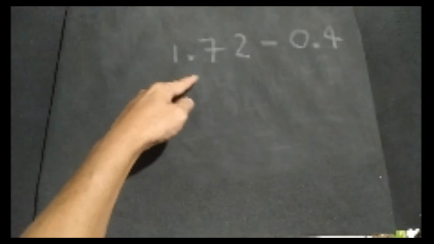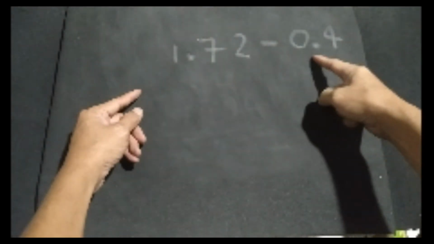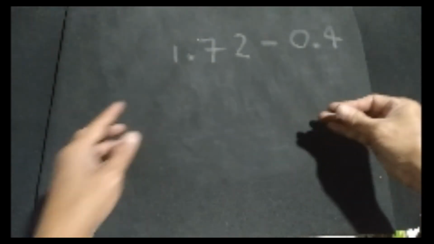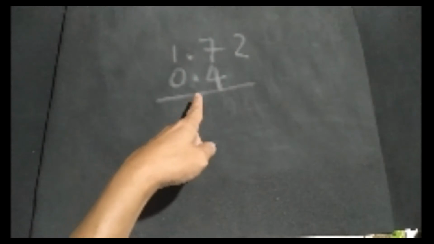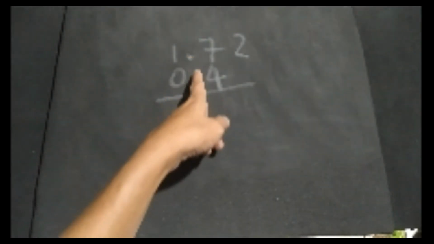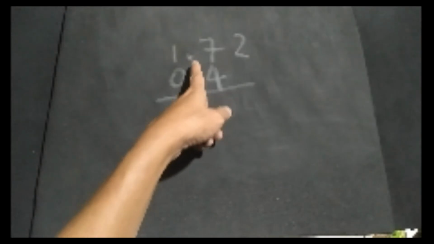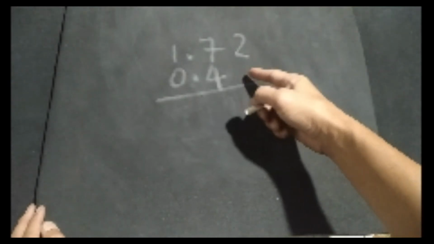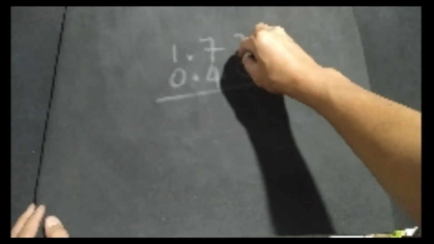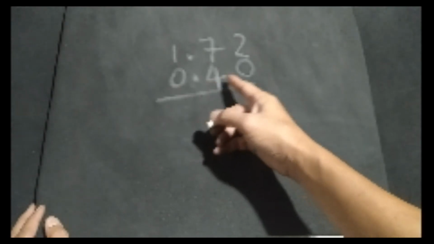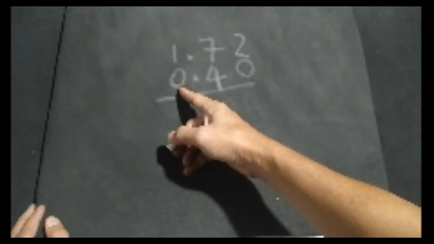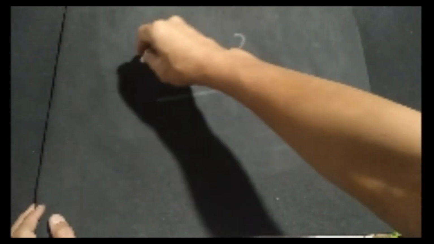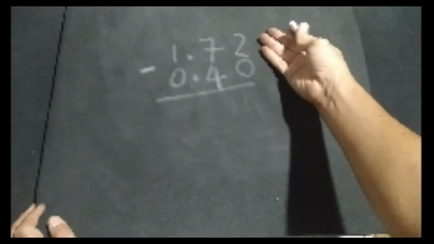We have 1.72 minus 0.4. First, we have to rearrange. We rearrange with the condition that the point has to line up. Okay, we have to line up the point. And we're missing one number over here. So we create number 0 for that, because 0.40 equals the same value as 0.4. So nothing will change.